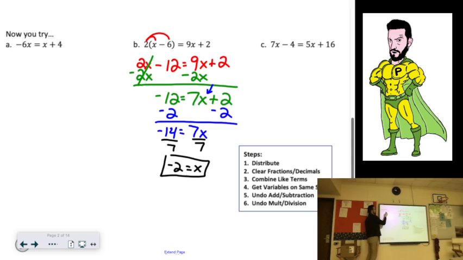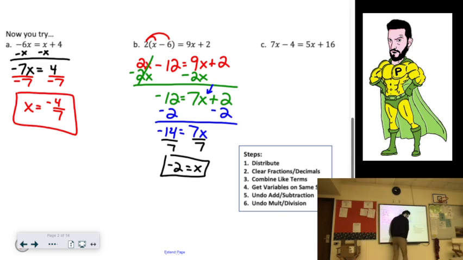So A, we can subtract an x, -6x minus another x would be -7x equals 4. We'll divide by -7, and you can't simplify 4 over -7, so we'll just leave it -4/7.